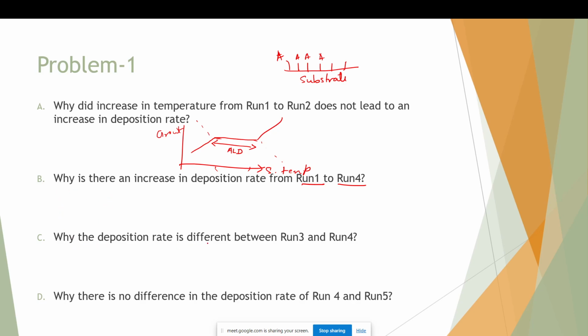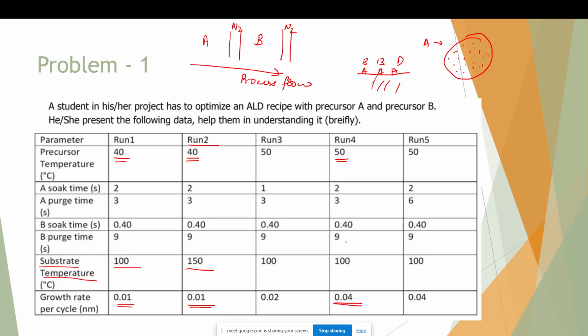Why is the deposition rate different between run 3 and run 4? Okay, now what is different in run 3? They have a soak time which is 1 second compared to run 4. So again the same argument applies here. The dose in a smaller soak time will be lesser compared to a larger soak time. So since we are giving a lower dosage, it has not yet reached the self-limiting stage. So then the growth rate per cycle is 0.02 nanometer, which is lesser than 0.04 nanometer per cycle.